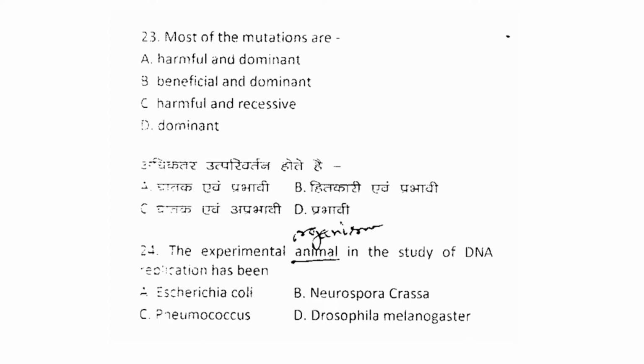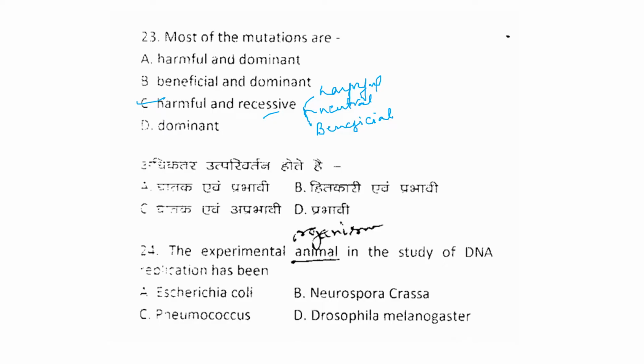Next question is, most of the mutations are, with options harmful and dominant, beneficial and dominant, harmful and recessive, neutral and dominant. So most of the mutations are recessive in nature, because there will always be a wild type allele present if there is a mutation in one gene. So it will suppress the effect of mutation. And they could be either harmful, neutral in their effect, they may not show any effect, or they may be beneficial. It is very rare that they are beneficial. So answer will be harmful and recessive.